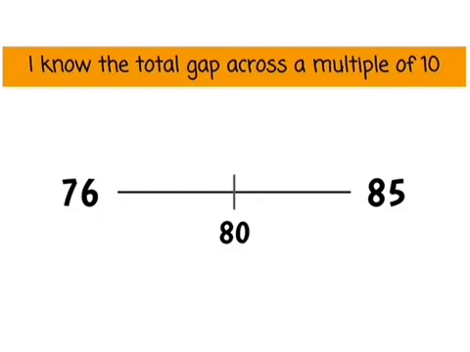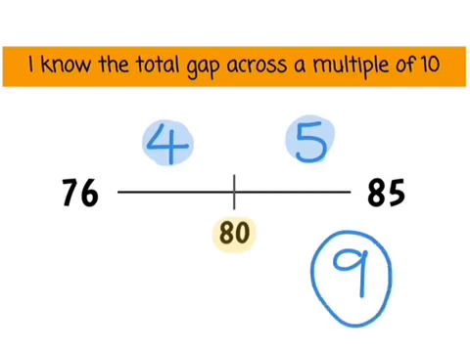Here's another one. We want to know the total gap between 76 and 85. First of all, we think of the next multiple of 10 after 76, which is 80. And then we find the gap. The gap between 76 and 80 is 4. And the gap between 80 and 85 is 5. Now to find the total gap, what we need to do is add these two digits together. So 4 plus 5 is 9. The total gap from 76 to 85 is 9.